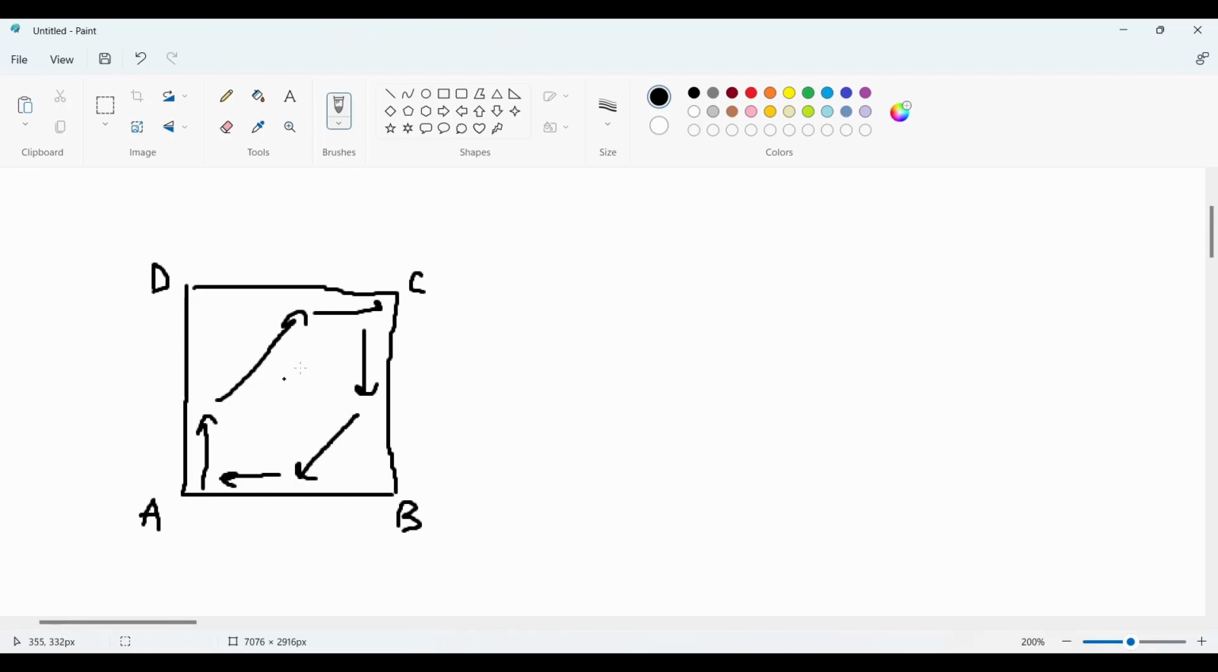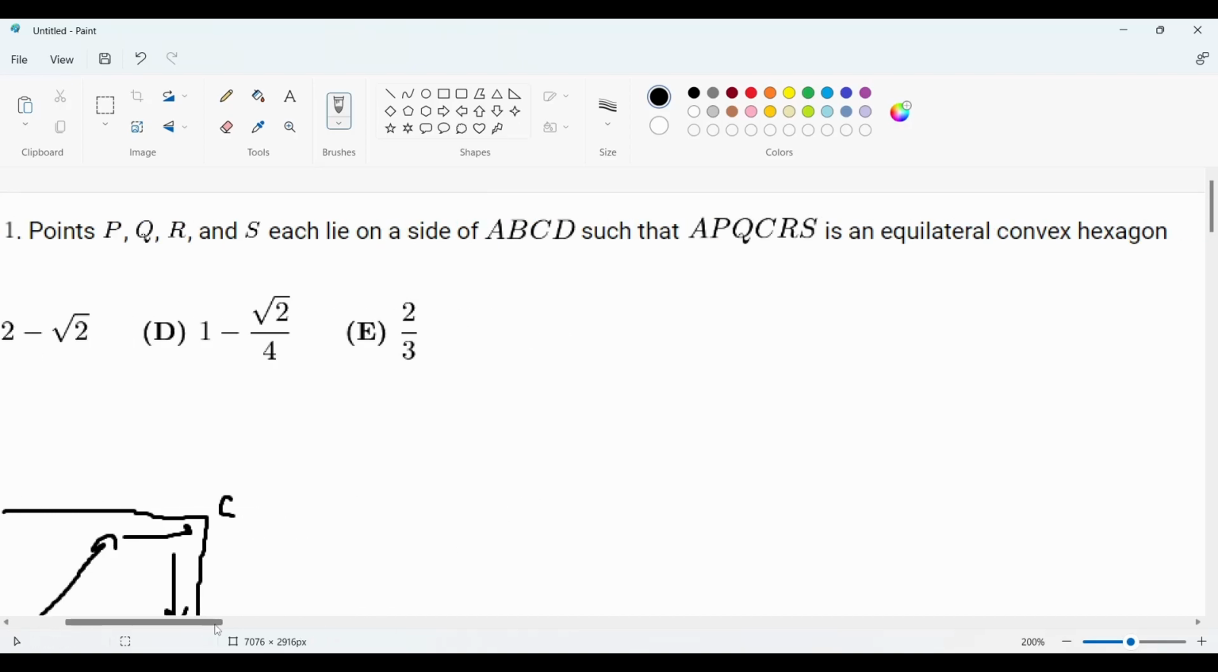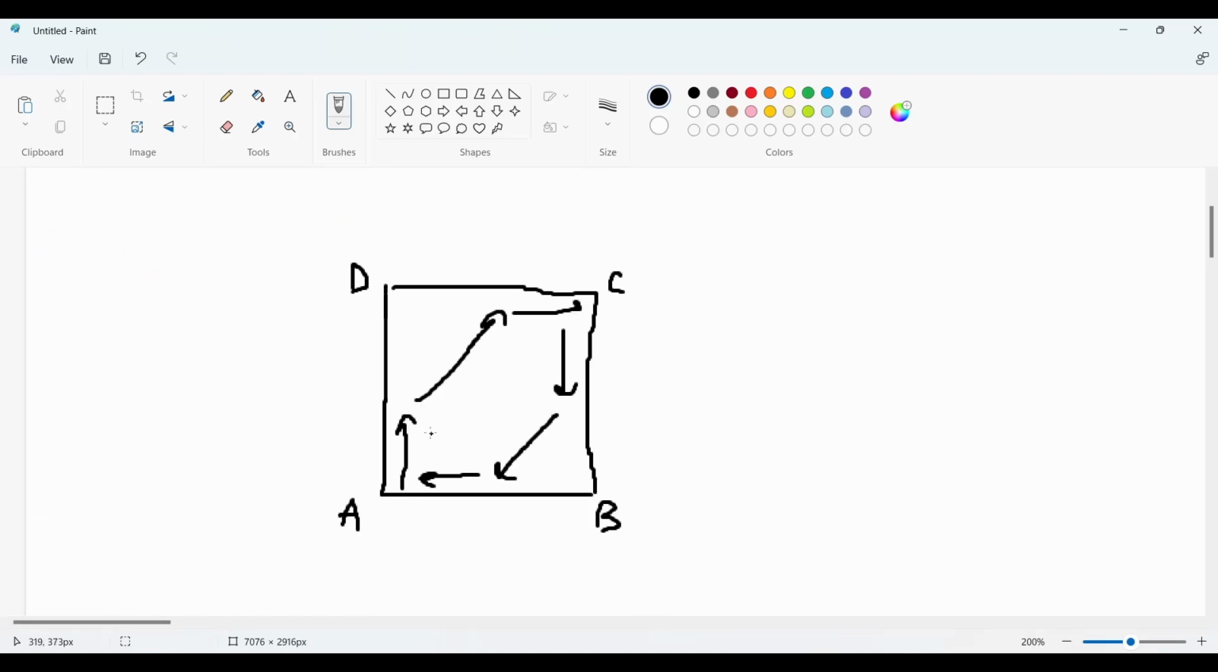And you can see that shape is hexagon-y, but we want to make it an equilateral convex hexagon. So I'm going to try and put P, Q, R, and S on these sides so that this shape looks roughly equilateral. Where is that? Maybe roughly here is where P needs to go. And then Q goes here-ish. And roughly this is R and this is S.